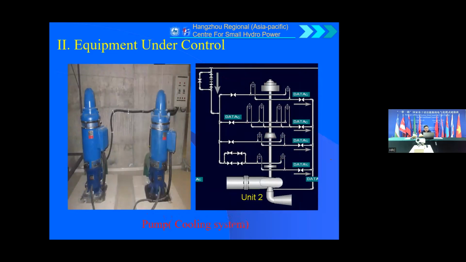Pumps. We can use pumps for the cooling water system. Here we need to put water through the unit to take the heat away from the unit. The cool water goes through the unit, and the temperature will rise as it takes the heat. So we sometimes use a pump to give pressure for the cooling water.